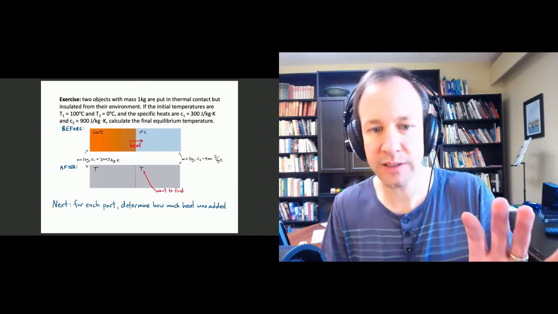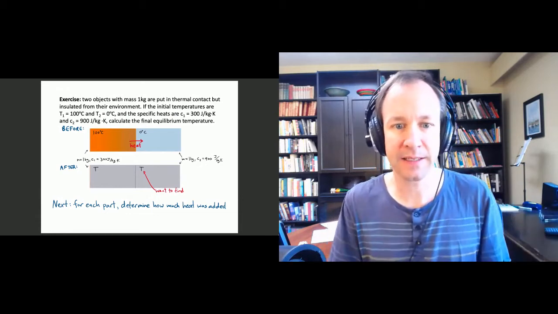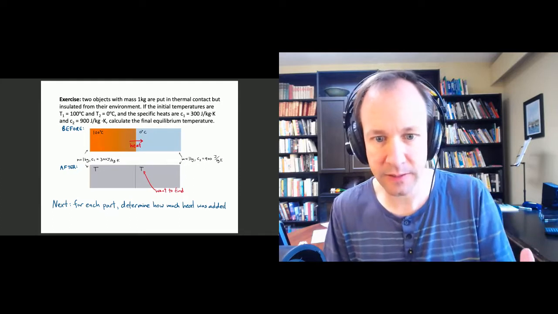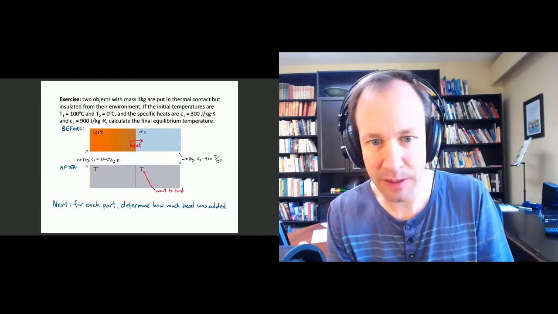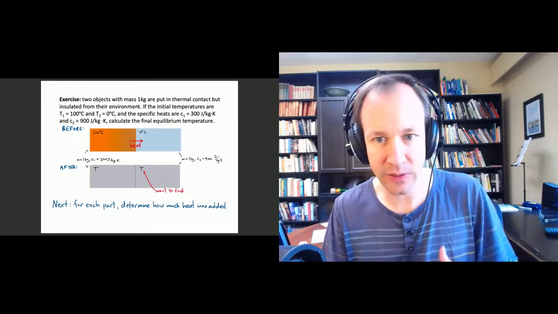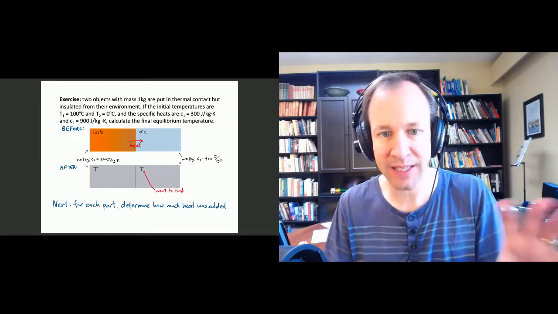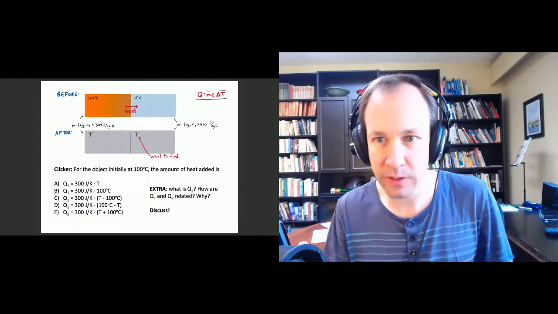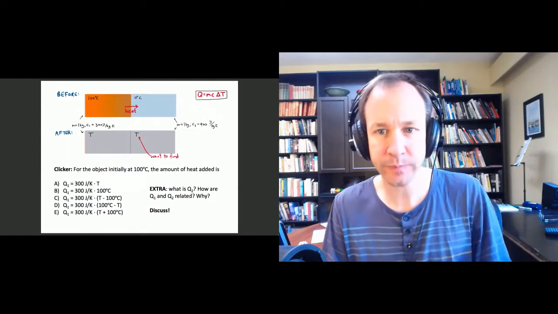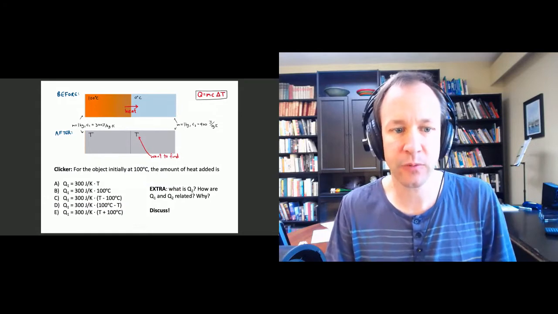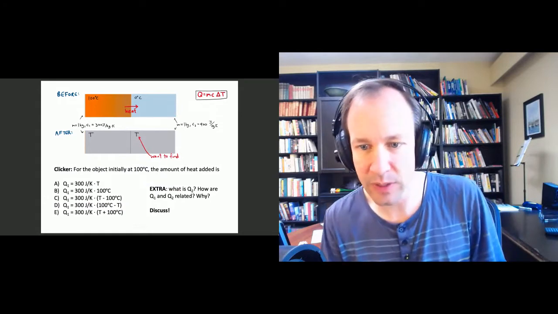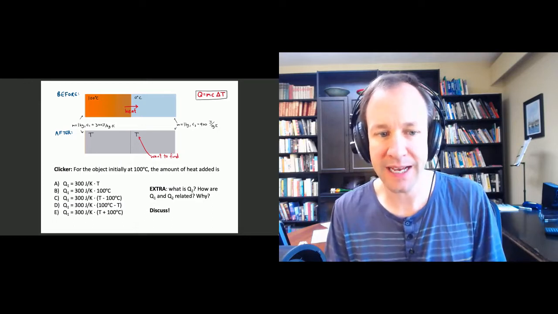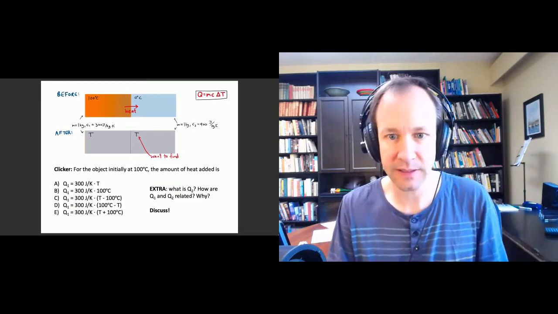Okay, so we're going to look at each of the parts, and we're going to see what is the temperature change in that part and how much heat is flowed into that part. And then we'll relate these things for the two different parts. So I want you to think about this question. This is starting with the object that was initially at 100 degrees Celsius. How much heat was added during this process?